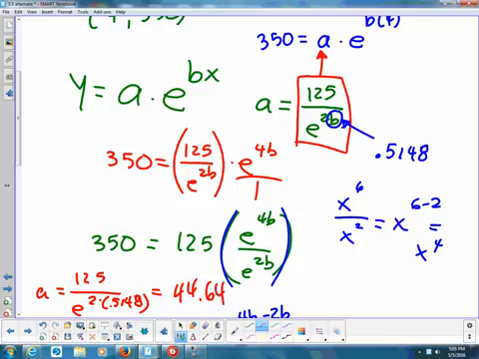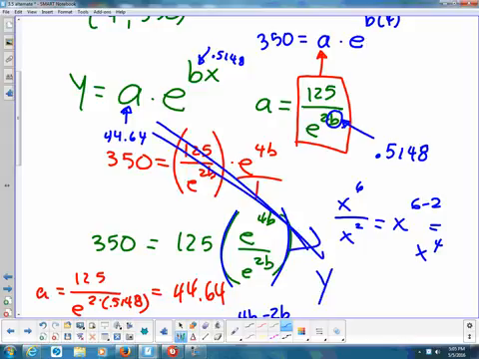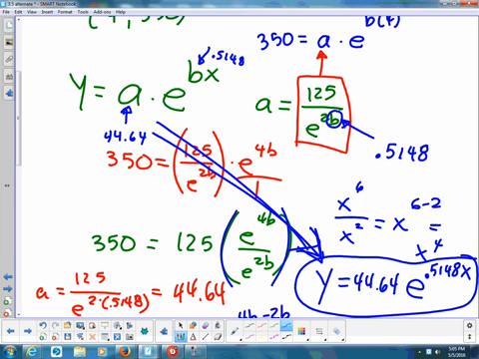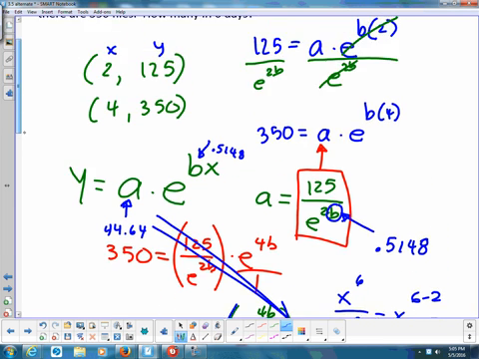So now that I have my A value, 44.64, that's going to go in right here. And my B value that I found, which was 0.5148, goes in right here. So that means my model, I'm going to write my model here. The model is going to be y equals 44.64 times e raised to the 0.5148x.